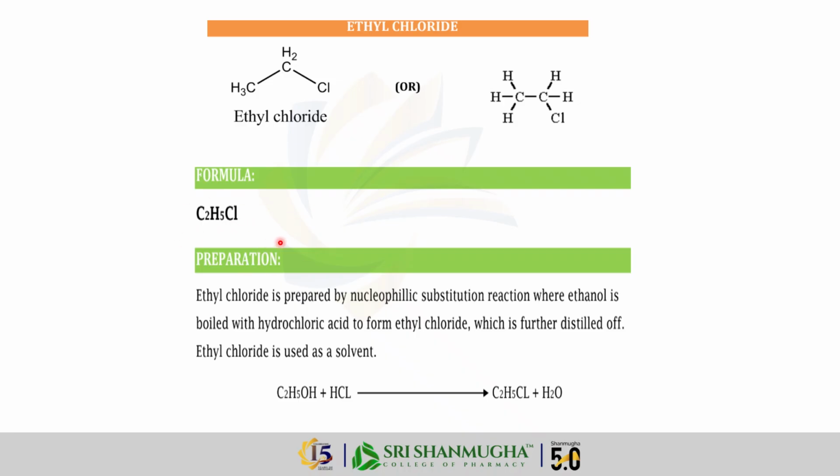So next we move on to the preparation. So first it is prepared by a nucleophilic substitution reaction. In this process, ethanol reacts with hydrochloric acid. So C2H5OH is ethanol, which reacts with hydrochloric acid to form ethyl chloride and water. Then the product is purified by the distillation method. Ethyl chloride is commonly used as a solvent.